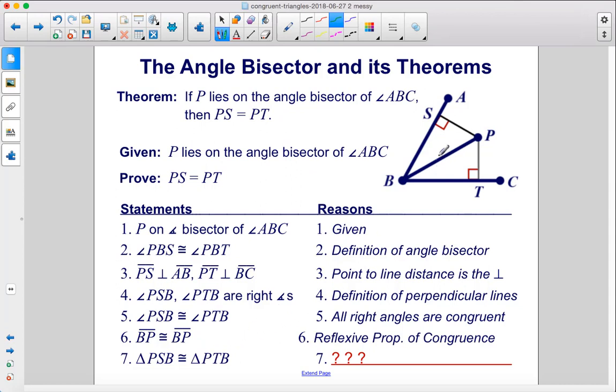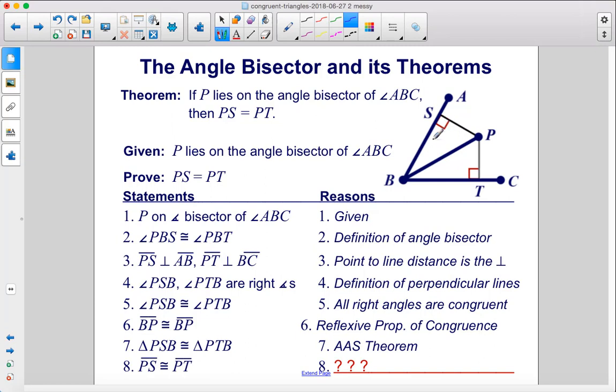Since we've shown that BP is congruent with itself, which is the shared side between these two triangles, angle PSB, this angle here, is congruent with this angle here, and we've also shown that PBS, this angle, is congruent to this angle. We have angle side as the reason why these two triangles are congruent. And since we know now that these two triangles are congruent, we know that PS is congruent to PT because corresponding parts of congruent triangles are congruent.